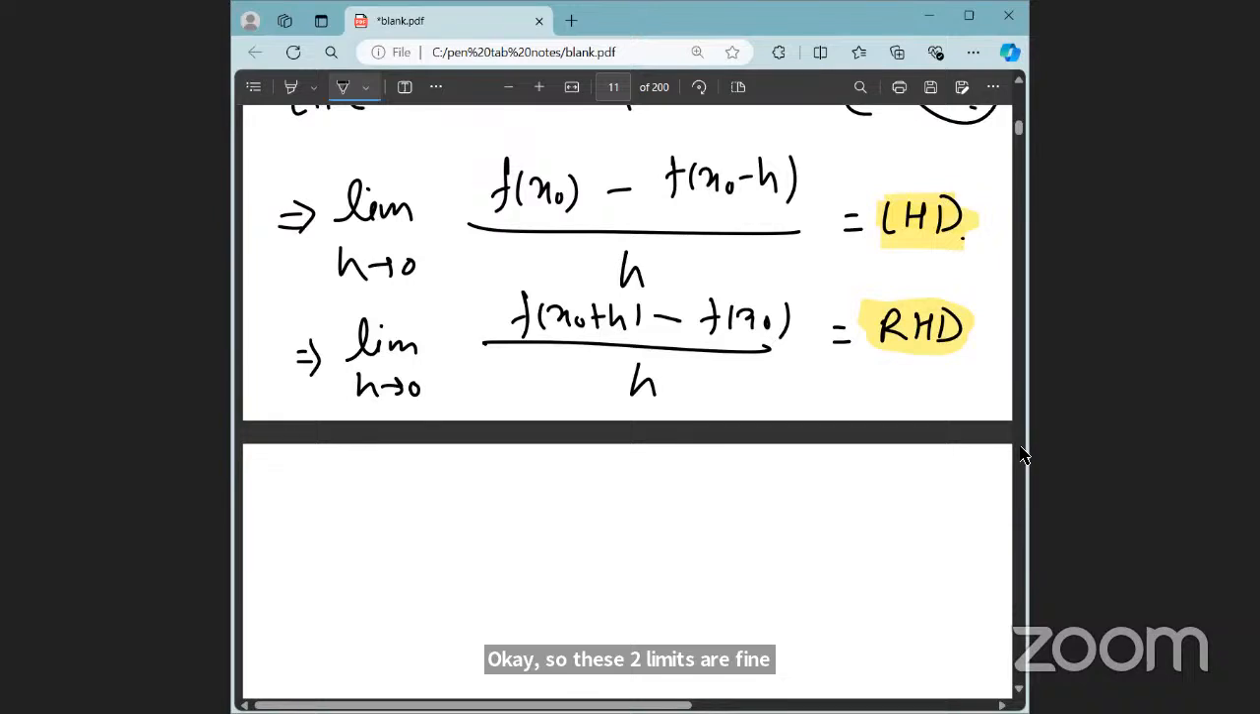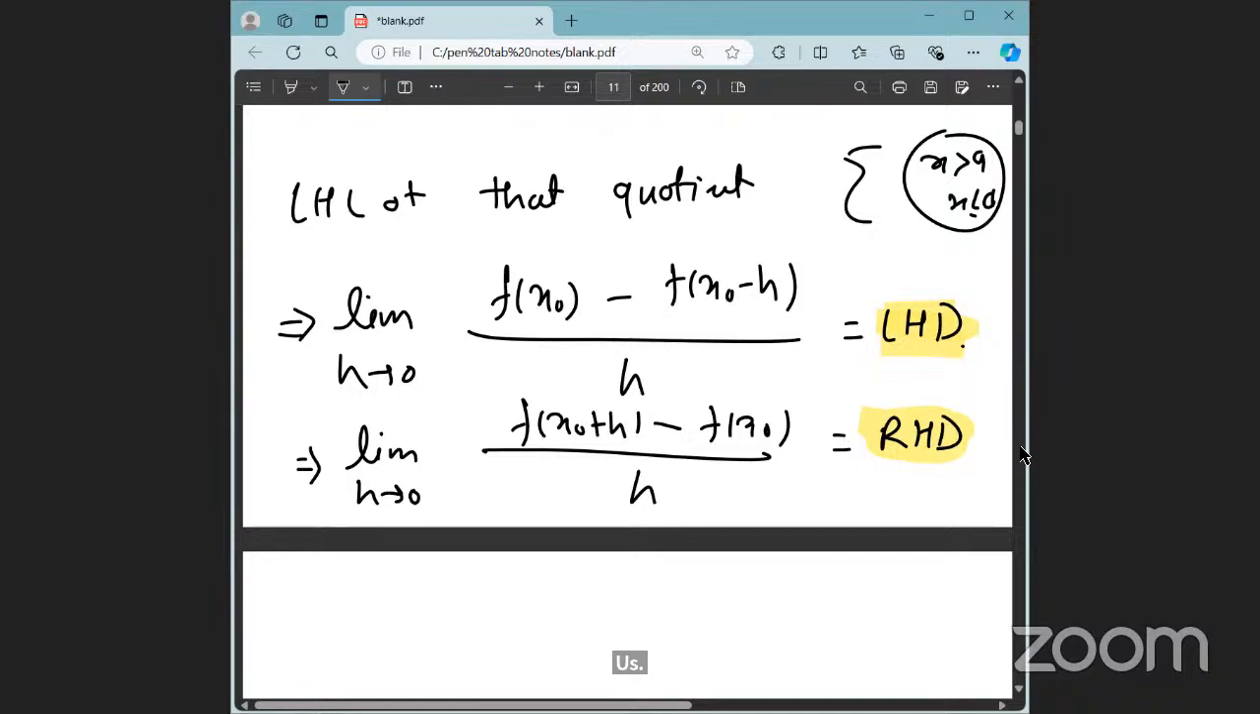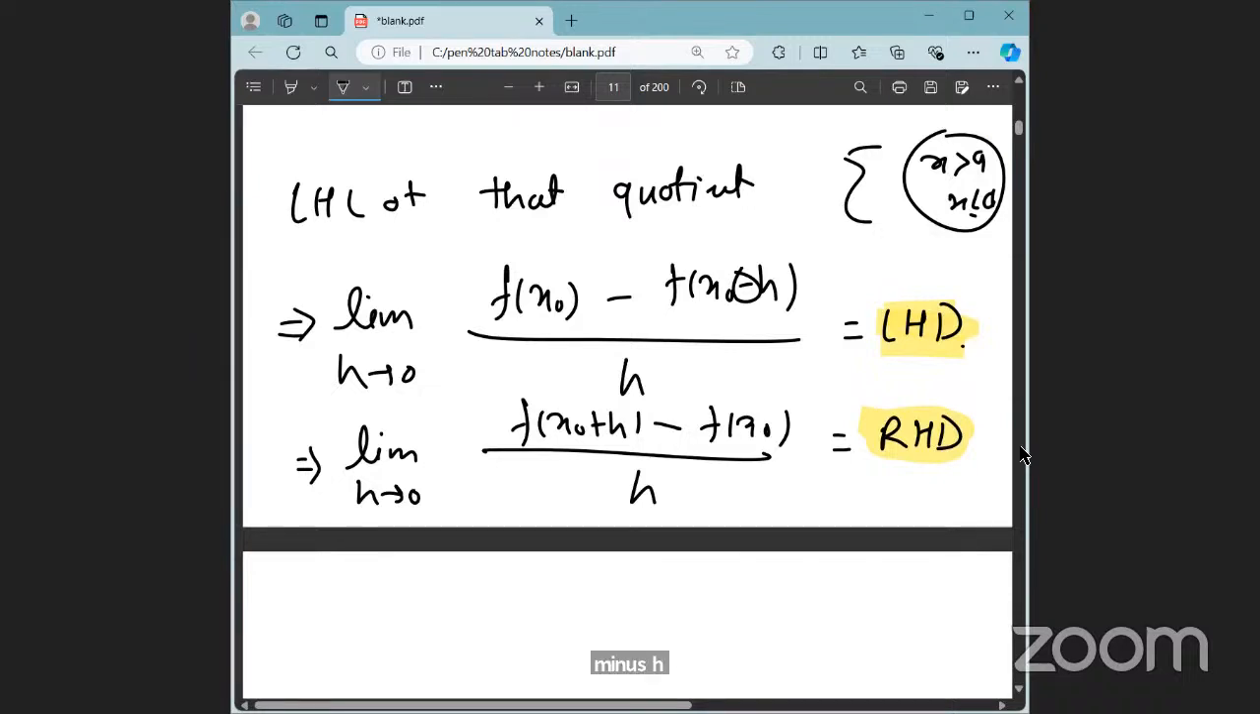Is there any doubt? So let's state the formal definition. Ma'am, one thing: if you just scroll up, can we rewrite this left-hand derivative as f of x naught minus f of x naught plus h divided by minus h, when h approaches from 0 minus? But here there won't be a plus, this should be minus 1. No, you can write it, if you take h approaching from 0 minus.